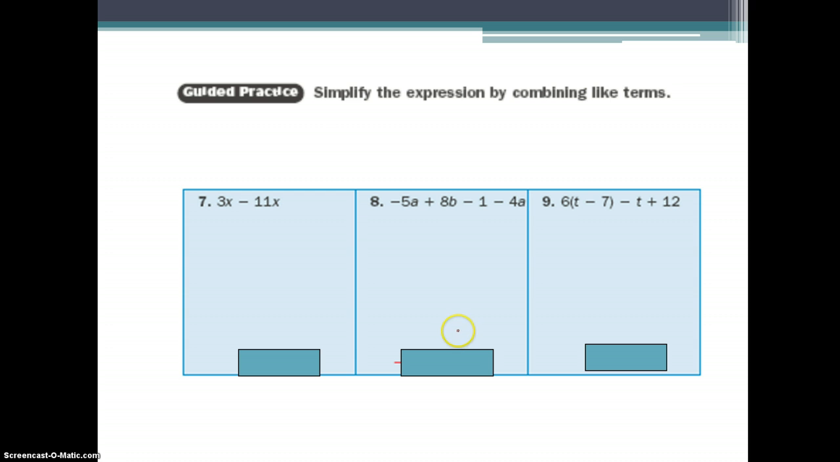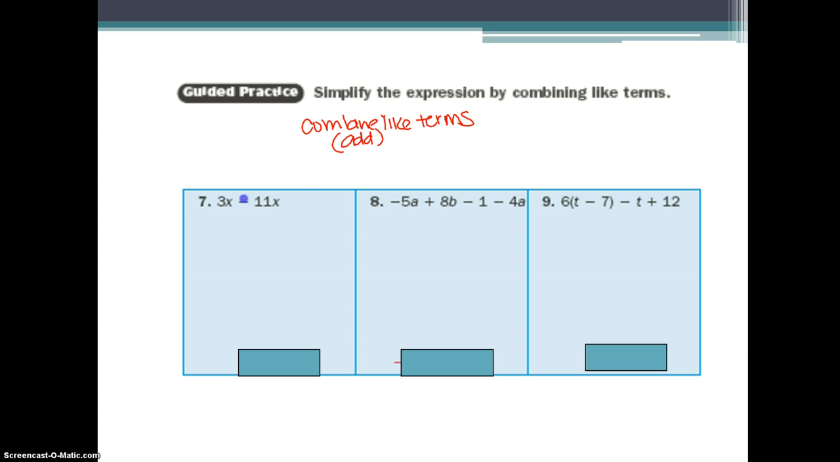Please pause the video at this time. Remember to combine, which is adding like terms. Okay, parts that are the same. You are probably not going to get a single number. Pause the video.